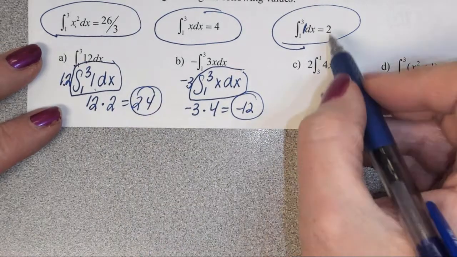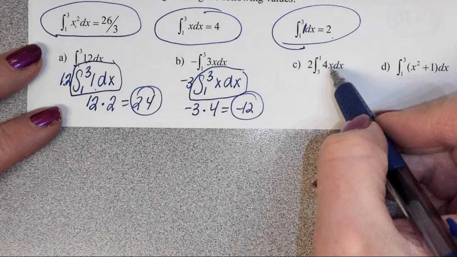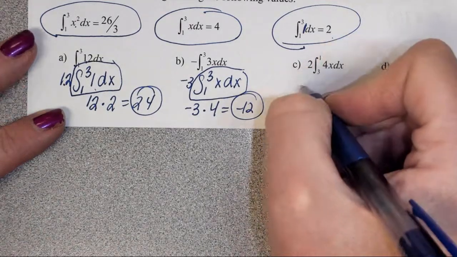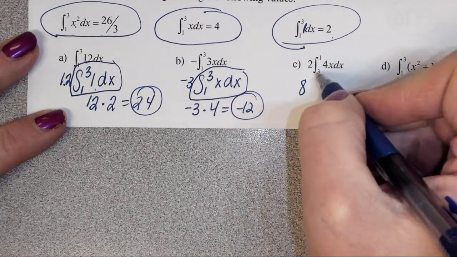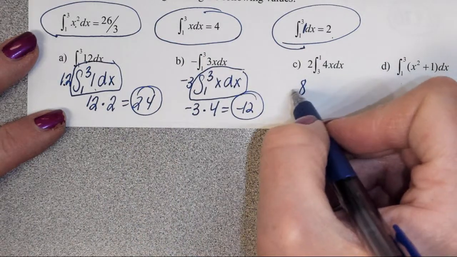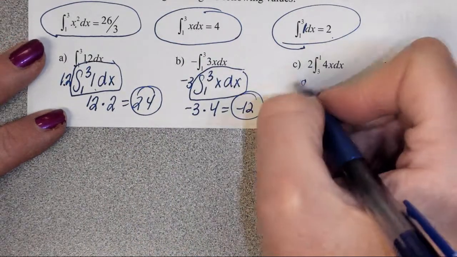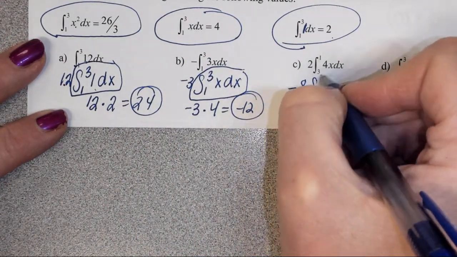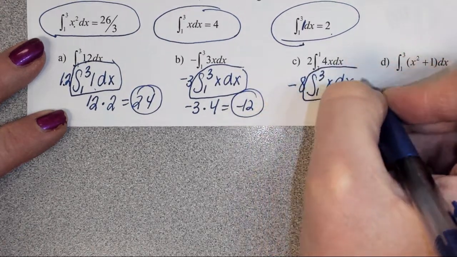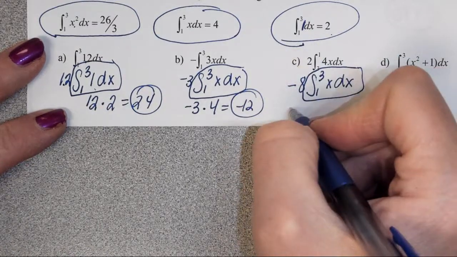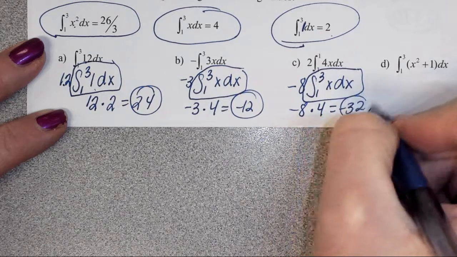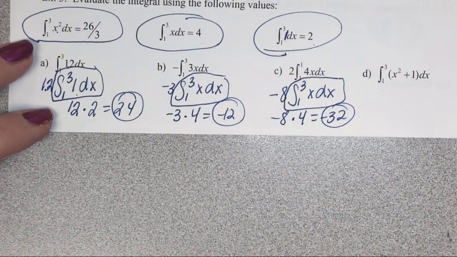All right, look at letter C. See how we do see the x dx, so we can definitely pull out the 4. We already have a 2, so now we're going to have an 8. But I also have to switch these numbers around. If I'm going to switch them around, what do I have to put in front? A negative. So now it's going to be -8 from 1 to 3, x dx. So now I'm going to look for this. Okay, what's that again? That's 4. So -32.